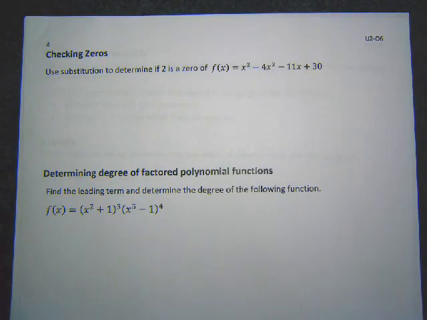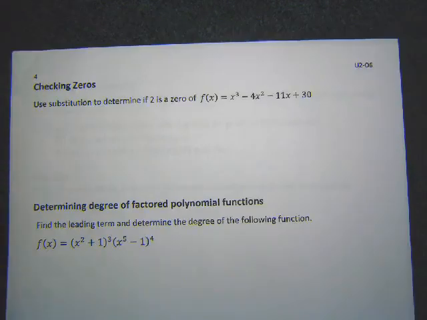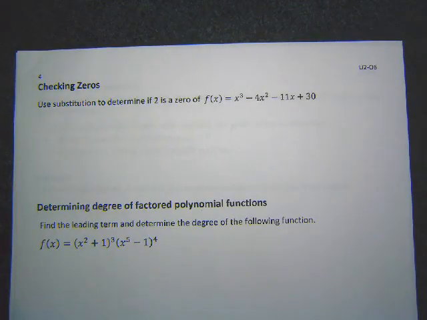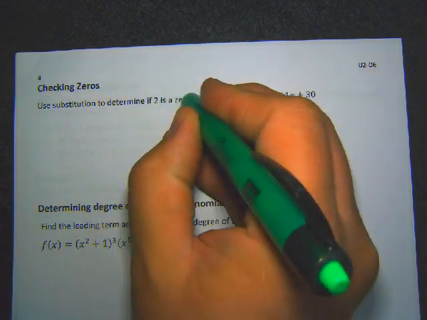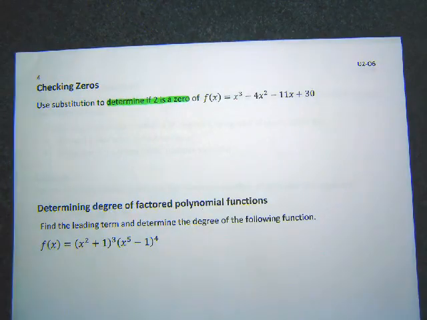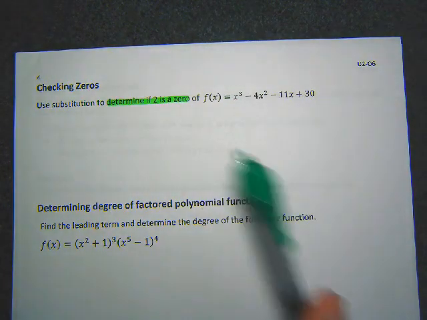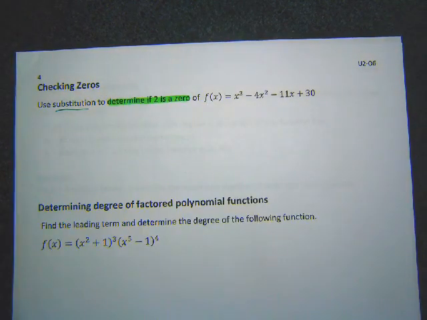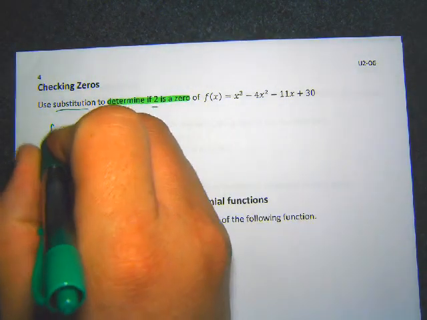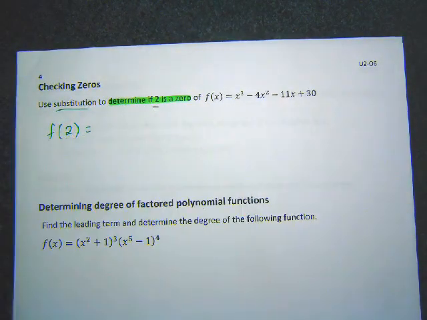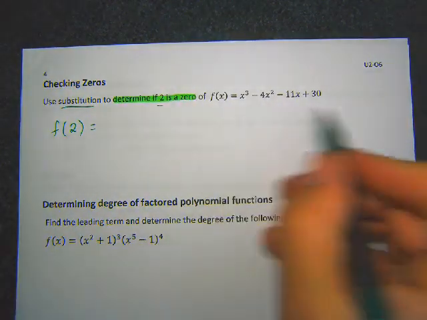Okay, a couple of little side things. When you're working with polynomials like this, it's important to be able to check if something's a 0. So here they just want to determine if 2 is a 0. If you're trying to figure out if something's a 0, all you have to do is just plug it in. So they say use substitution, that just means plug it in. So if 2 is a 0, that means that if I do f of 2, the polynomial should give me 0. So I'm going to try plugging it in and see if it gets me 0.